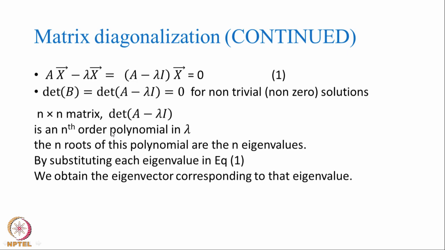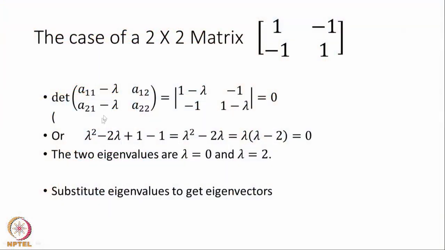We will illustrate this for a 2 by 2 case, which is a very easy case. Once we understand the easy case, we can understand all complicated cases. All other things will be exactly similar, except the polynomial order will be larger, and there will be more and more eigenvalues. Now, consider the details of a 2 by 2 case, that is what I have given here. What is my matrix? 1, minus 1, minus 1, 1. This is a 2 by 2 matrix.